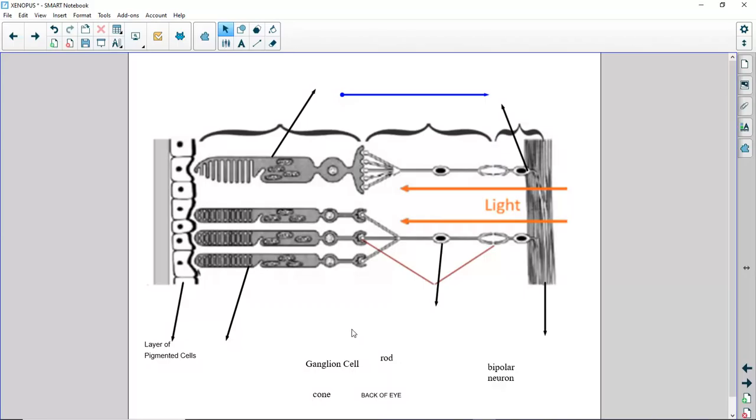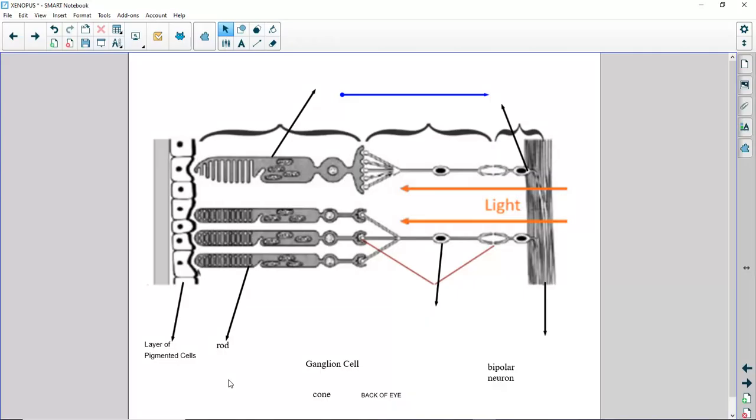The actual sensory neurons. We're going to start on the bottom here. You see this set of three and the shape that they have. Those are rod cells. Those are photoreceptor cells. Some of the things you should know about rod cells: they are more sensitive to light, which means they are sensitive to all visible wavelengths of light.